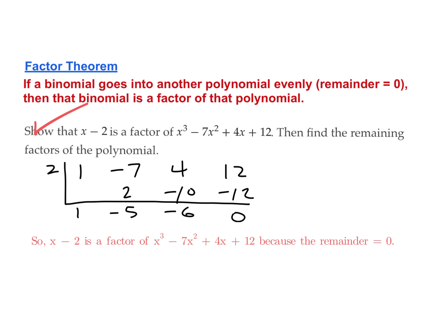What I have so far is x minus 2 times x squared minus 5x minus 6. So my remaining factors are going to be built into this polynomial, this new polynomial. And so I'm going to have to figure out what those are. So where do we get that from? Right here. x squared minus 5x minus 6. Okay. Now on the next slide, we're gonna talk about the remaining factors.